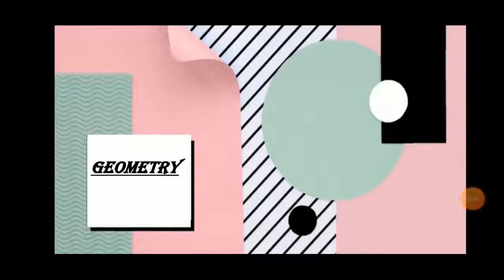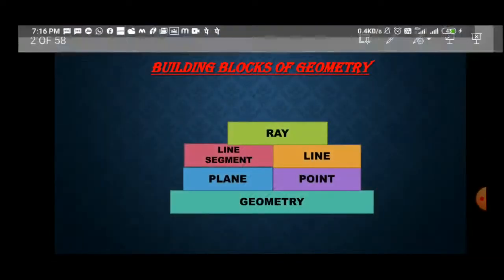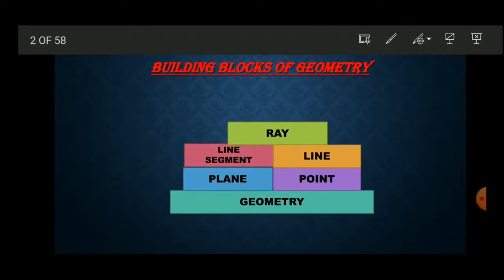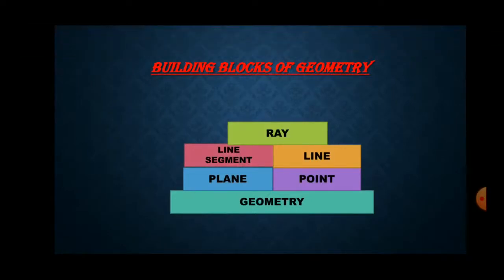Hello everyone. Today we are going to start with the chapter Geometry of class 5 level. Let's start with the building blocks of geometry. There are 5 building blocks of geometry: plane, point, line segment and ray. Let's discuss all the building blocks one by one.